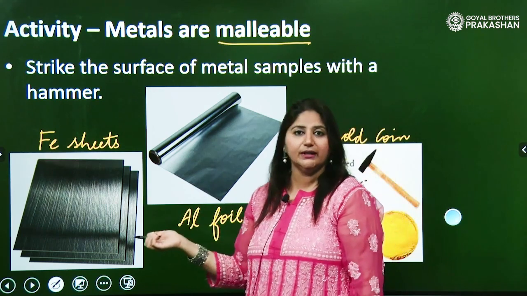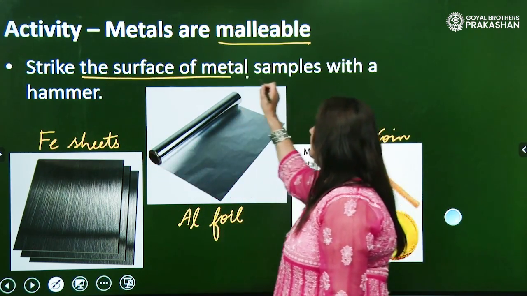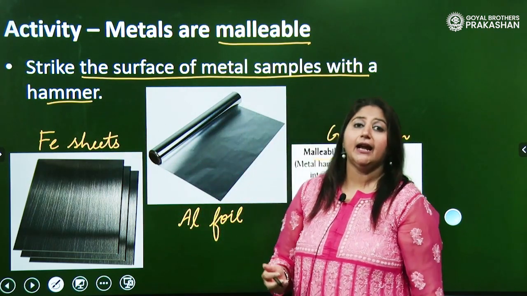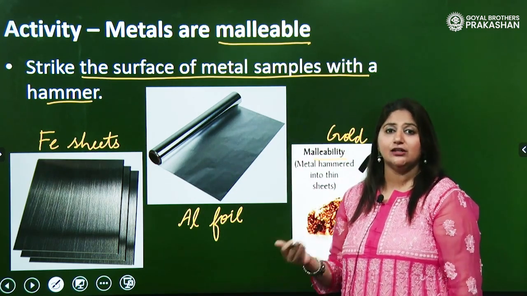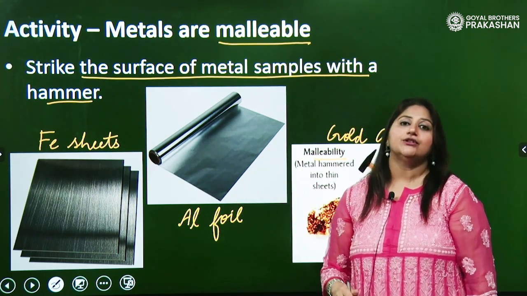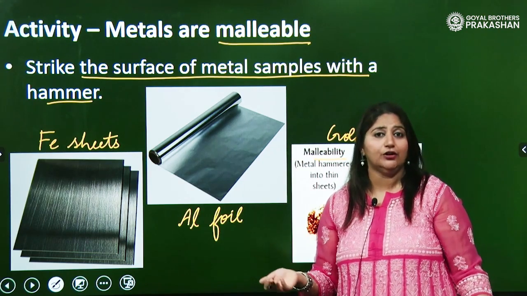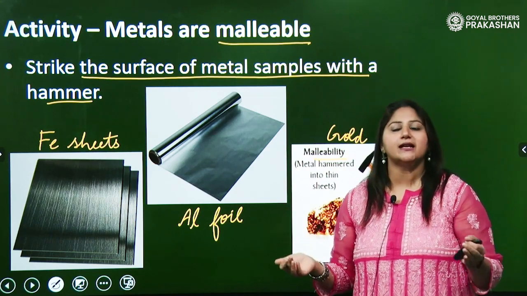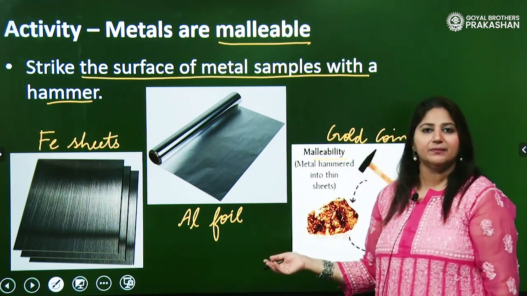So what do we have to do in the activity? It's a very simple activity. Just strike the surface of the metal samples with a hammer. You can take any metal and strike the surface with the hammer, and you will notice that gradually it is converting into thin sheet like aluminium foil. The texture may vary, it depends on how much pressure you are exerting and if you are heating or not, but still if you are just exerting pressure by hammer, you will find that it will start converting into thin sheet. So this is the very simple activity.